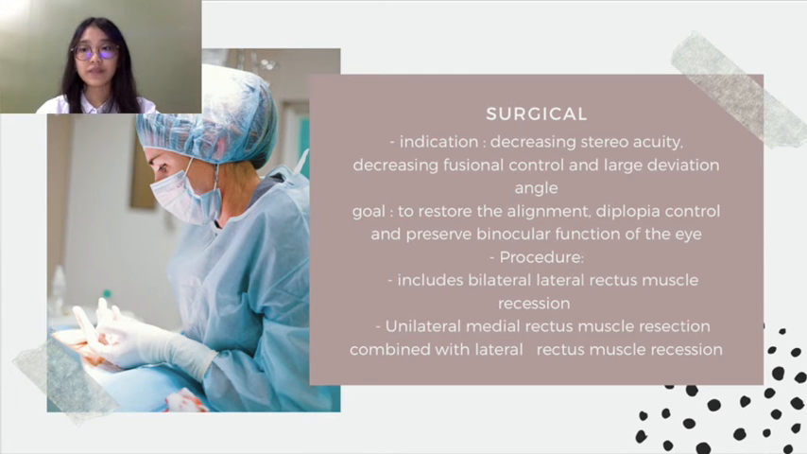For the treatment of intermittent exotropia, it includes surgical and also non-surgical methods. However, surgery is said to be the most effective. Some indications for surgery include decreasing stereo acuity, decreasing visual control, and large deviation angle. The goal of surgery is to restore alignment, control diplopia, and also preserve binocular function of the eye. There are two common procedures: bilateral lateral rectus muscle recession, or unilateral medial rectus muscle recession combined with lateral rectus muscle recession. Both methods have similar success rates.